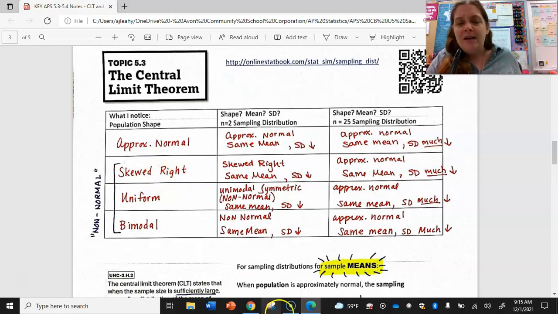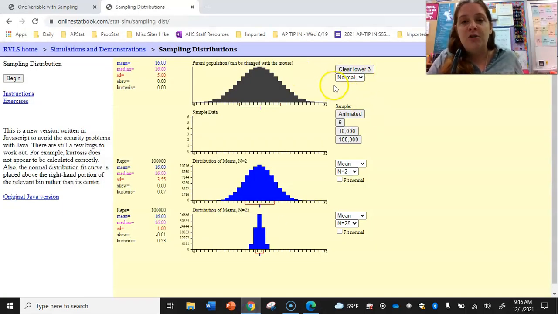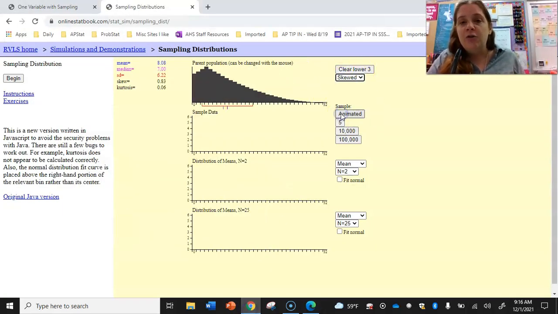Here's what we notice. So I have these other ones. So we have a skewed right, we have a uniform, and we have a bimodal. So I'm going to change this. Here is the skewed right graph. Now again, I'm going to have the mean of 2 and the mean of 25. And so if I animate here, here's that sample mean. It takes a sample of size 2, finds the mean. It takes a sample of size 25, finds the mean.